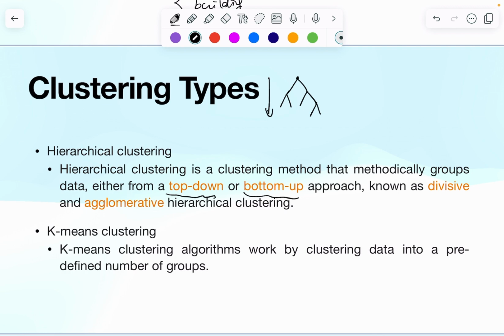Another one is the bottom-up approach, which we will go deep into today. In the bottom-up approach, we will have several data points, and from the bottom, we merge those similar ones. And then we go to the final cluster. We will cluster all the data set into one cluster, and that is the end.